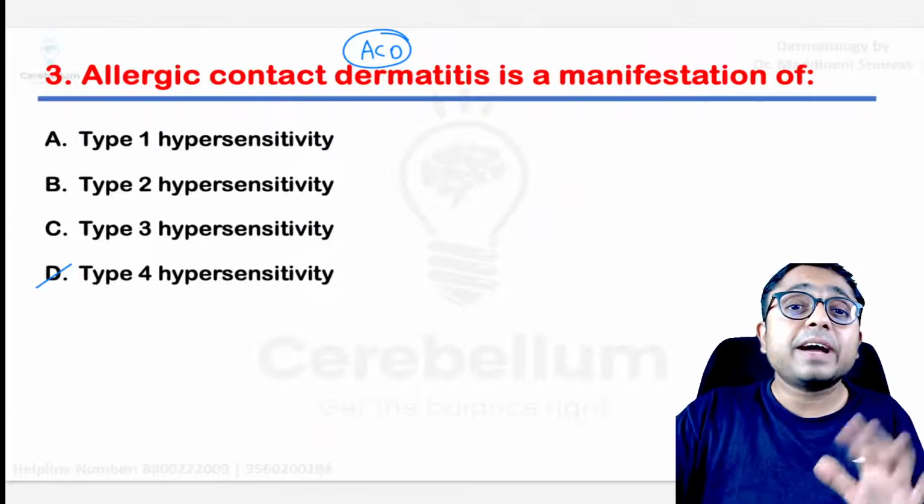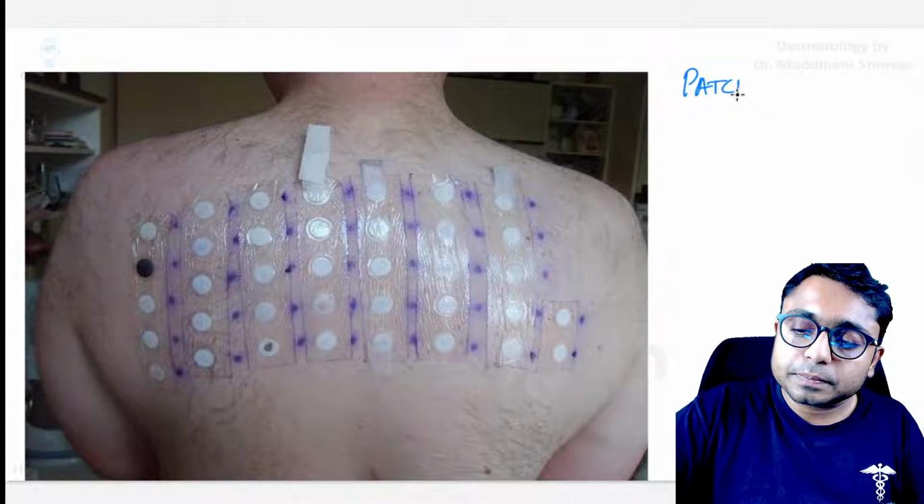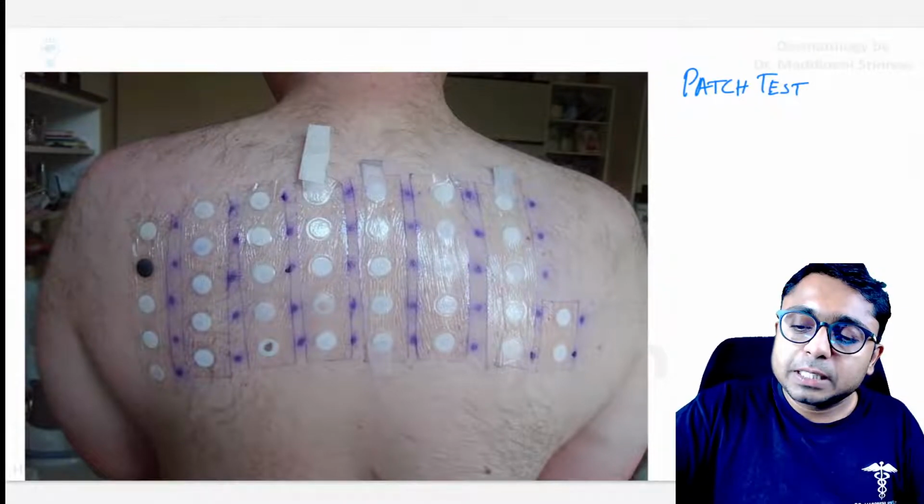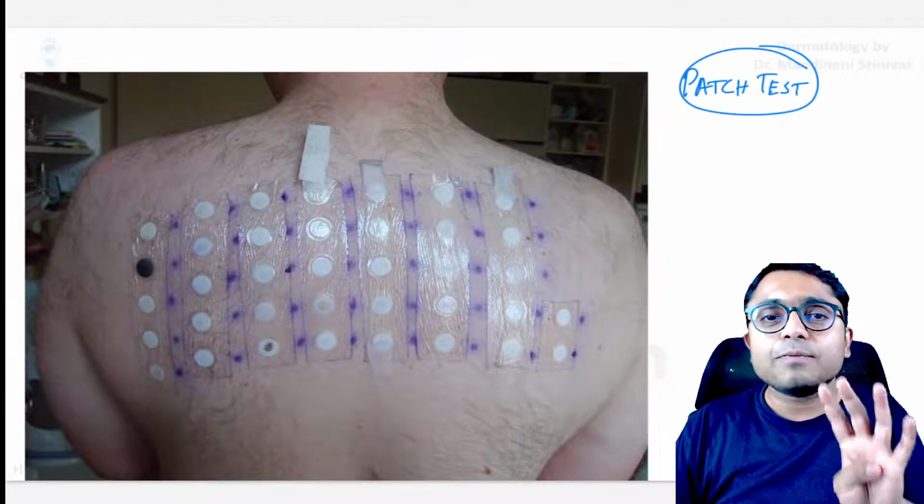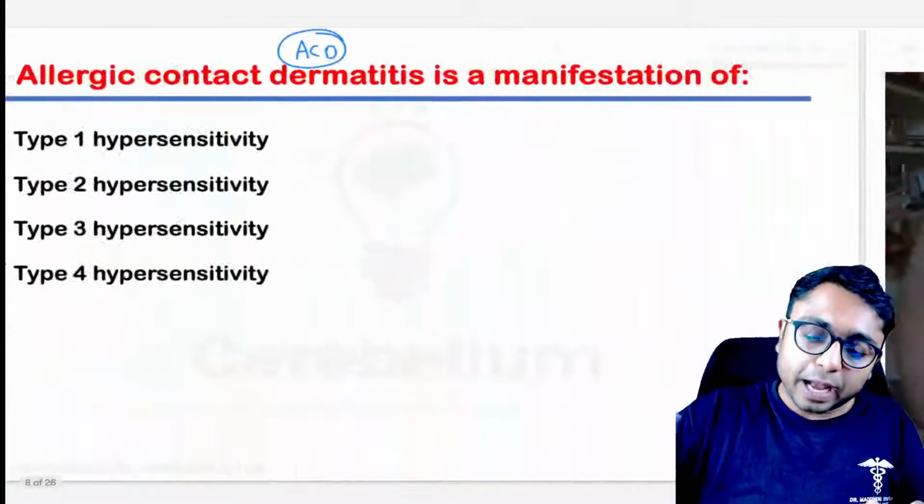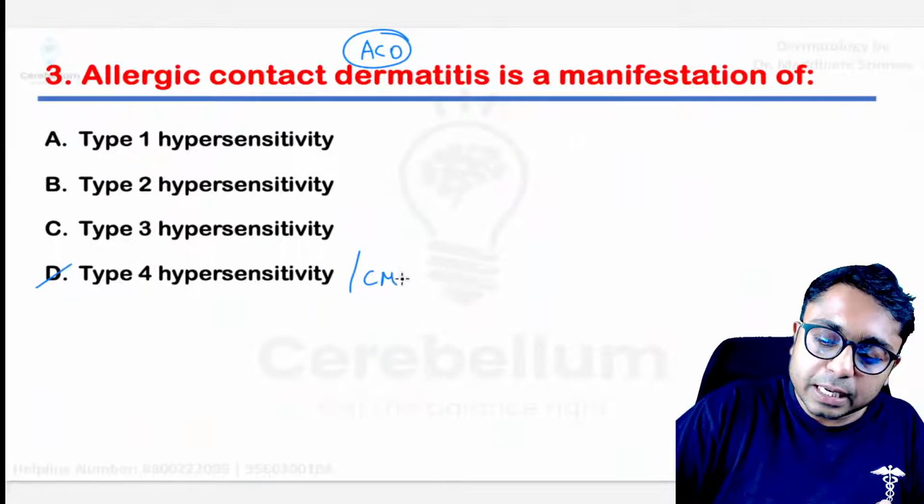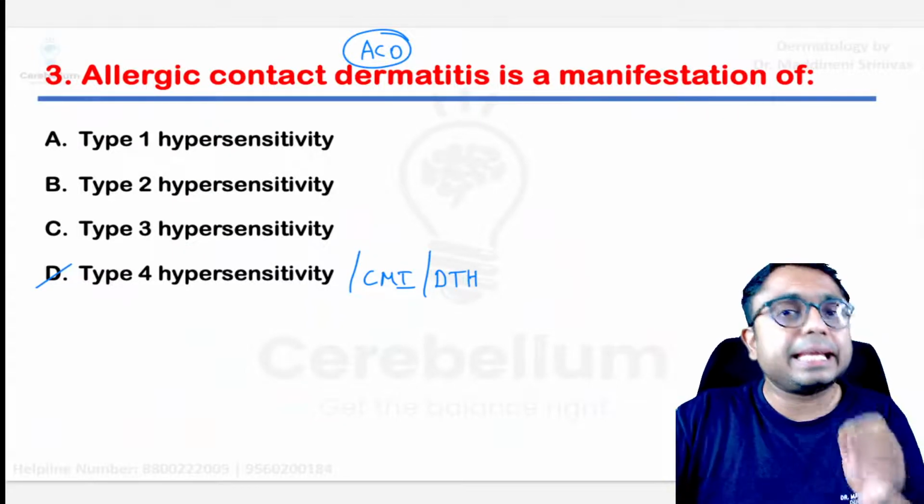That is the reason why, if you remember, the principle behind the patch test is identification of type 4 hypersensitivity reaction, which is also called cell mediated immunity or delayed type of hypersensitivity reaction.